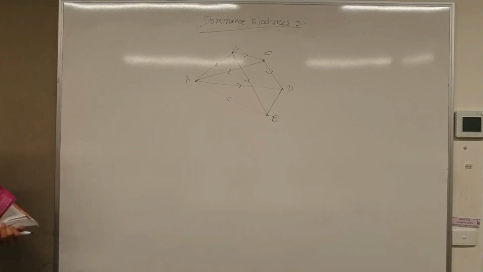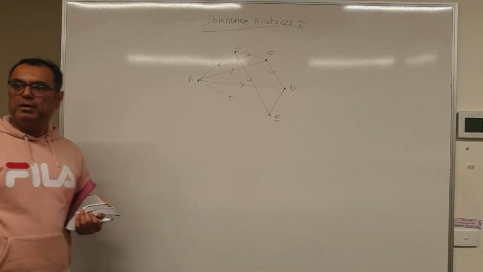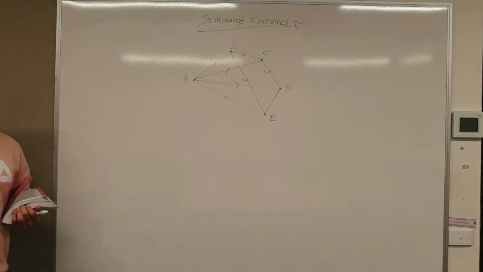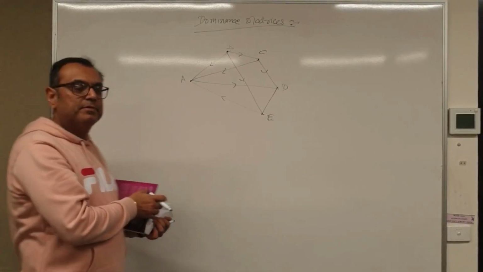If I ask you to look at it and tell me who was the most dominant player here, it'll boggle your mind, right? It's not that easy. A defeated B, and B defeated C, and C defeated A, so who's the strongest? And more players, more complexity. Correct?